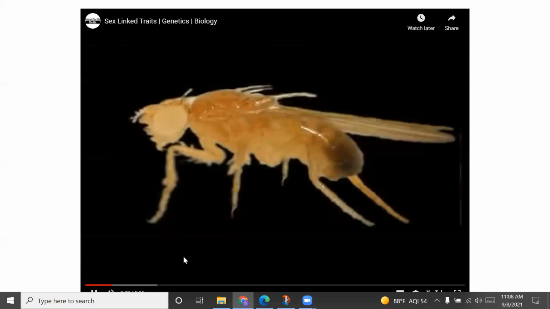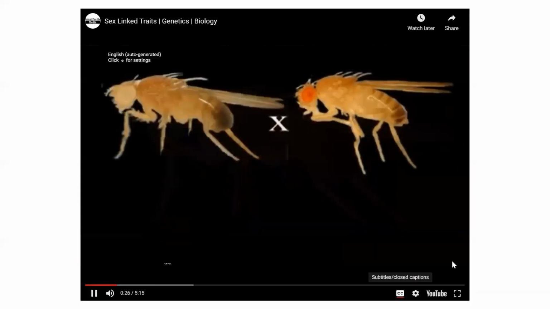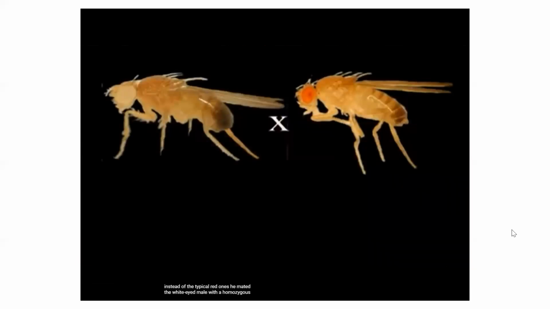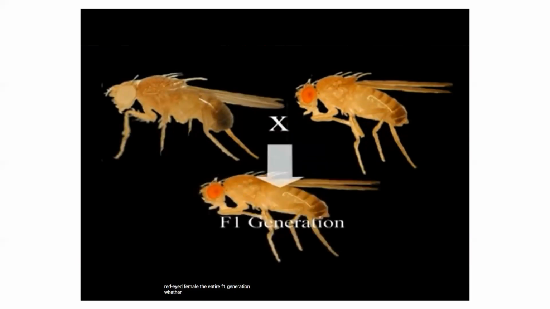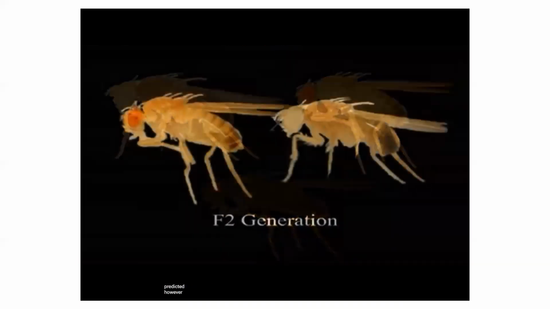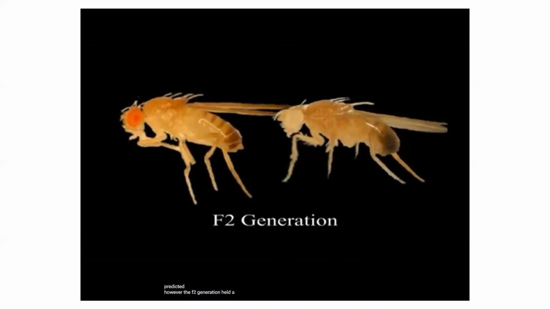While observing fruit flies, Morgan discovered a male that had white eyes instead of the typical red ones. He mated the white-eyed male with a homozygous red-eyed female. The entire F1 generation, whether male or female, had the dominant red eyes, just as Mendel would have predicted. However, the F2 generation held a surprise. Just as Mendel would have predicted, 3/4 of the offspring had red eyes, and 1/4 had white eyes.